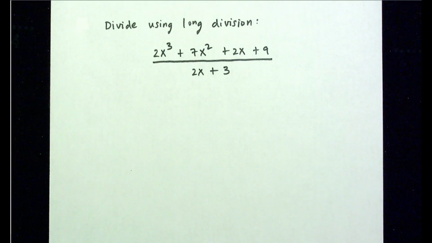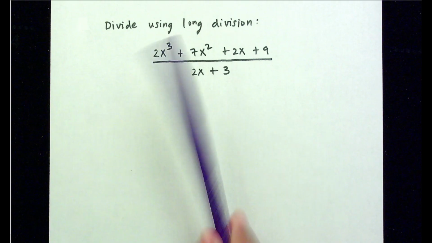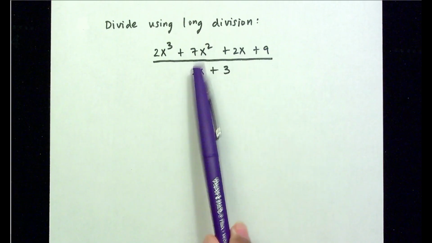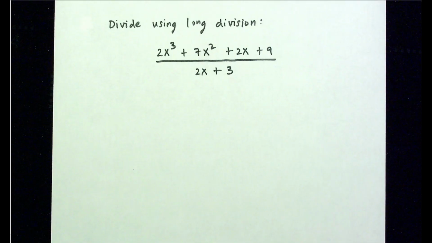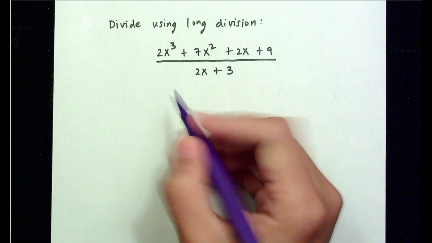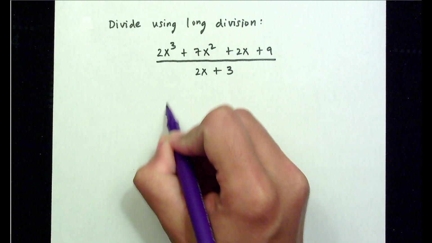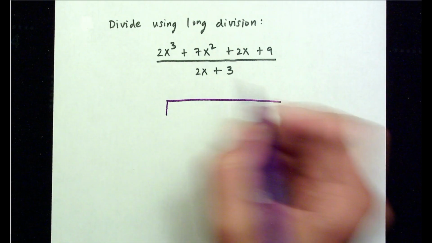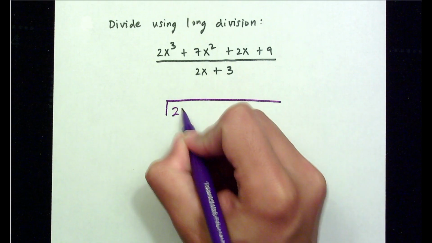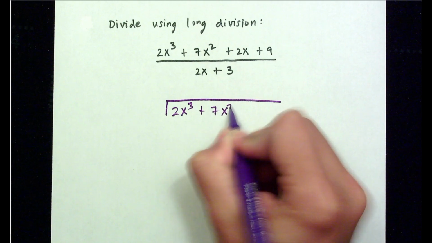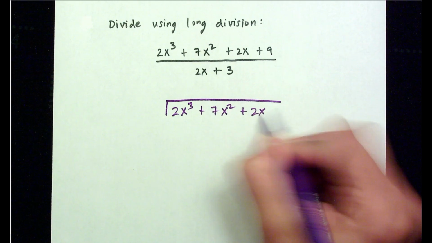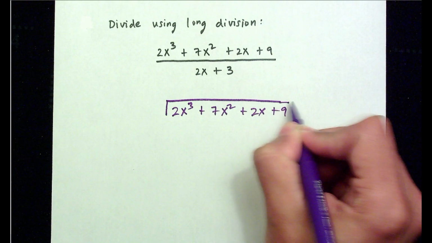Let's review long division. In this example, we have to divide this polynomial by this polynomial. Let's start by setting it up. So we draw our division symbol like this, and the numerator goes inside. So 2x cubed plus 7x squared plus 2x plus 9.